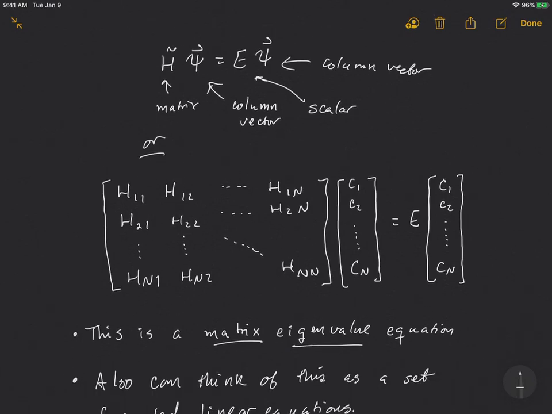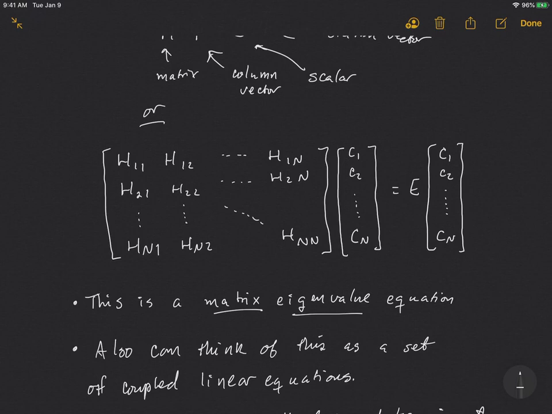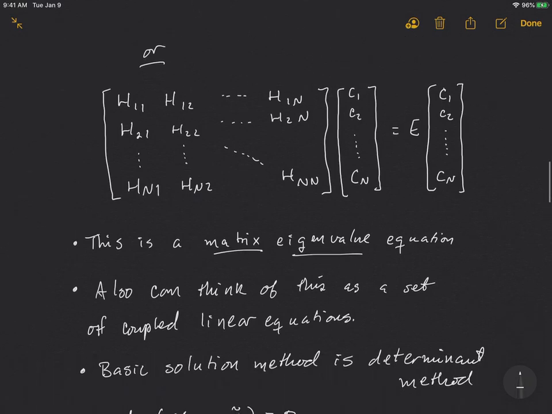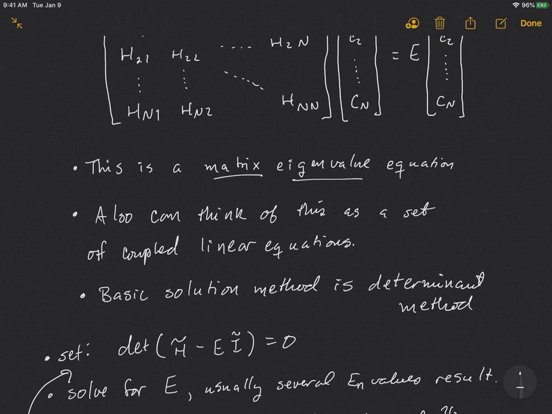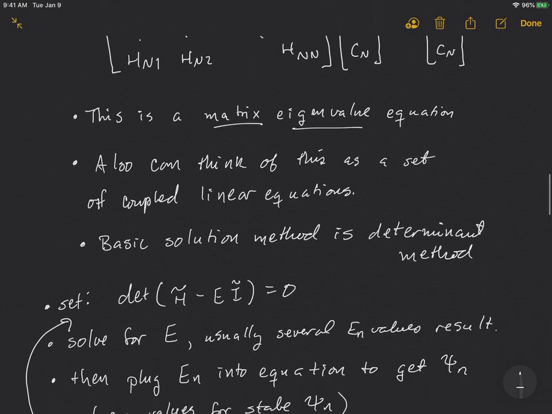And this is often referred to as a matrix eigenvalue equation. Okay, but you can also think of this as something you may have run into in pre-calc, where you have a system of coupled linear equations, and you need to solve that system of linear equations. And like in that case, the basic solution is a determinant method. So we set the determinant of the Hamiltonian matrix minus E times I, where I is the identity matrix. And we can think of I as essentially a matrix that's diagonal and has ones all the way down the diagonal. Like for a 3 by 3, the identity matrix would look like that.